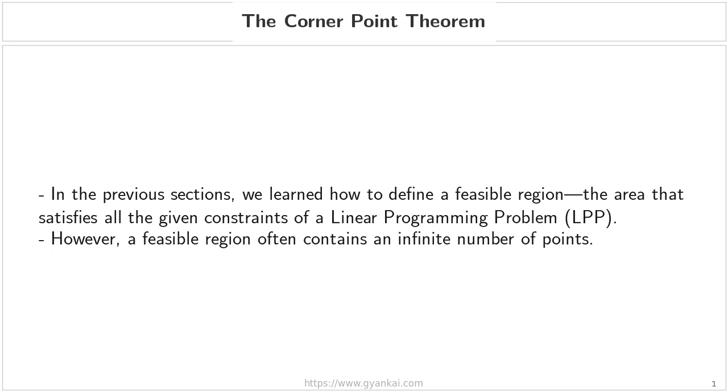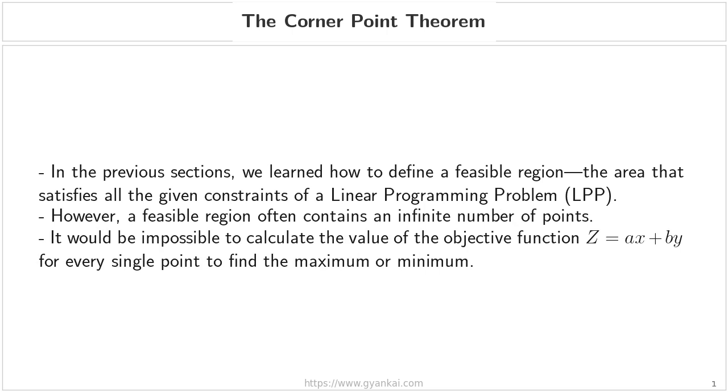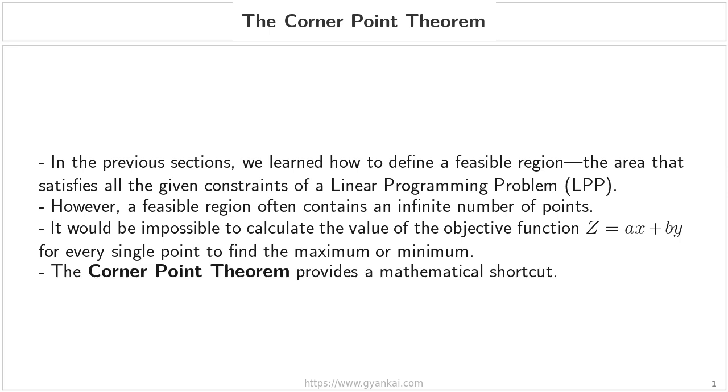Now, here is the problem we face. Once we shade that feasible region, it actually contains an infinite number of individual points. If we wanted to find the absolute maximum or minimum value for our objective function, which we represent as z equals a times x plus b times y, it would be physically impossible to test every single point within that area. We simply don't have the time or the resources to calculate an infinite number of values. Fortunately, we don't have to.